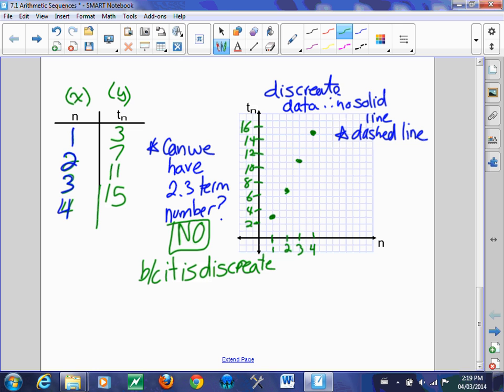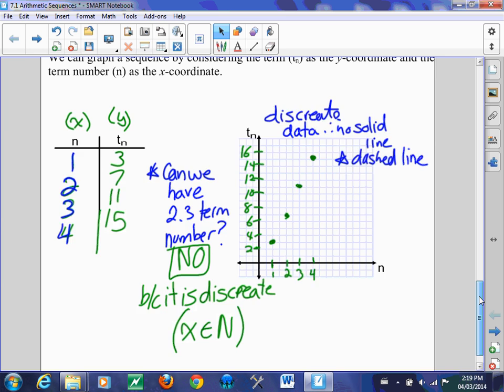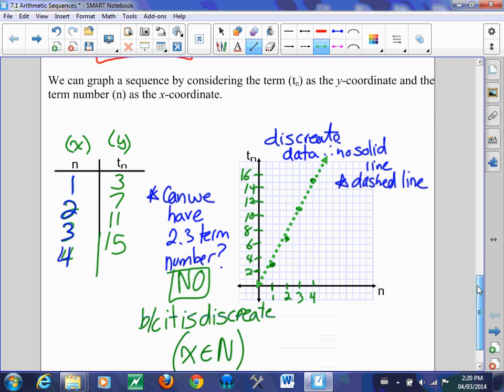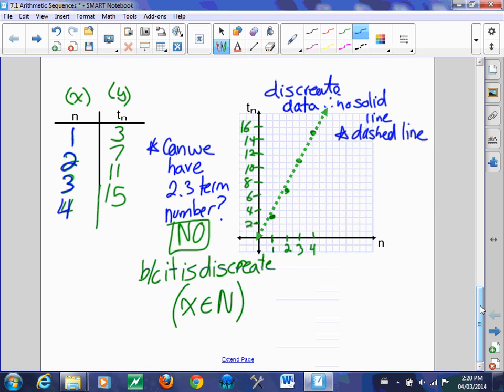The reason why is x belongs to the set of natural numbers. So you can either leave your graph like that, or I'll just throw in a dashed line because I have the ability to do that, but not a solid line. Notice here that the relationship is linear. So the trend is linear. However, this is discrete data.